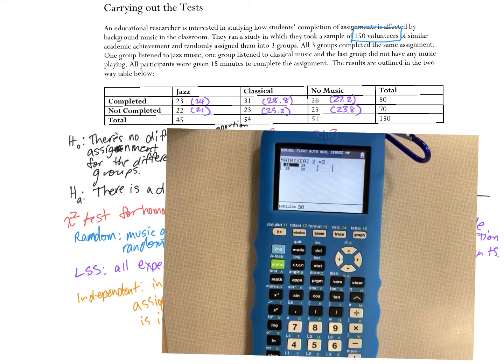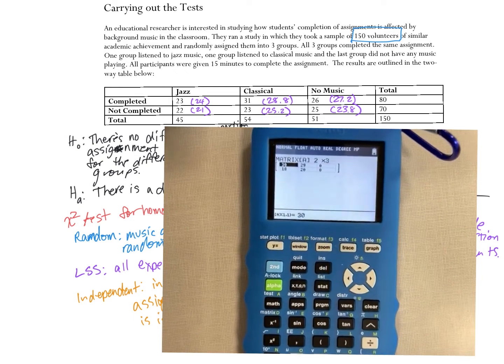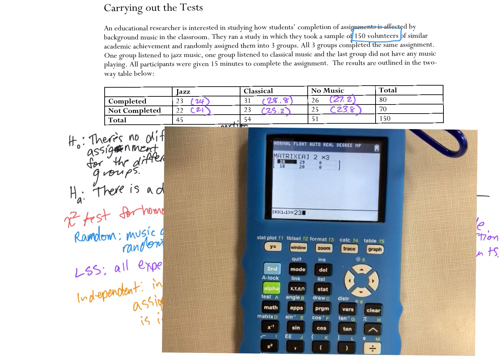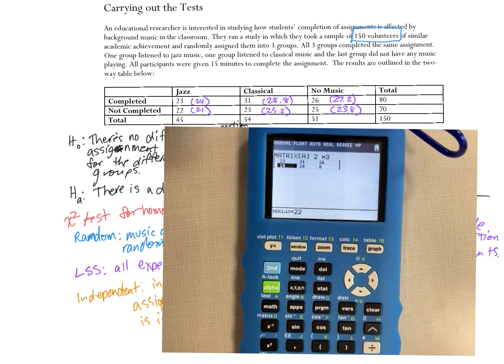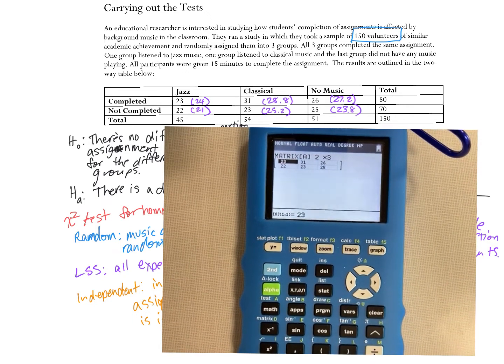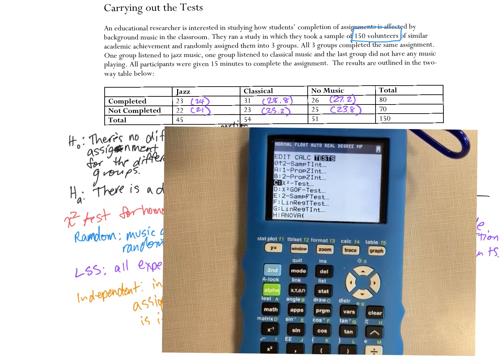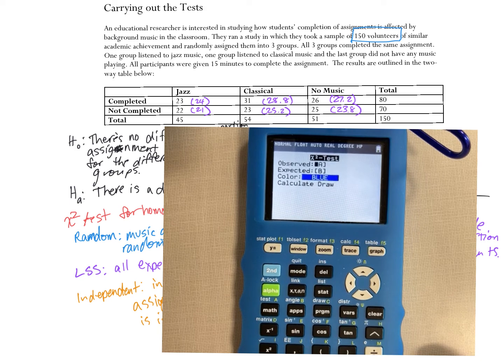And in that 2 by 3 matrix, we're going to put just the observed counts. Zoom in a little bit further here. So 23, 31, 26, 22, 23, 25. Right? I got that in right? And remember, if we hit stat, then arrow over to test, choose the other chi-square test that's not goodness of fit. It's going to ask you where you put the observed and where you would like me to store the expected.